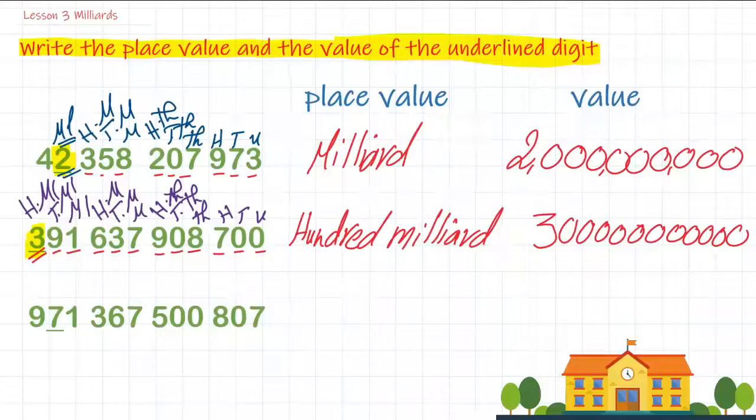So let's read it. We have here this comma, and we have here another comma, and we have here another comma. So it will be 300 milliards. Okay, let's move to the next number.